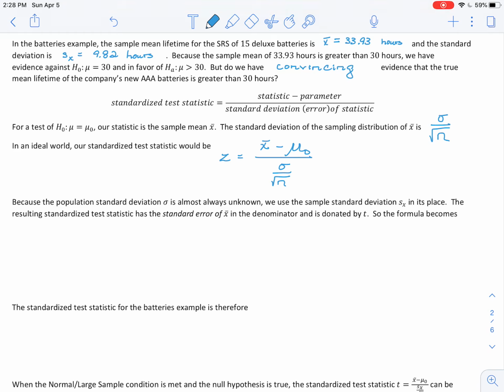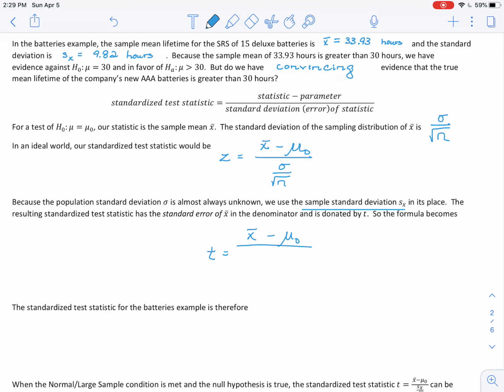However, you're trying to test mu. If you don't know what mu is, you are extremely unlikely to know what sigma is. So because it's almost always unknown, we can use our sample standard deviation in its place. So I'm going to replace this with S sub x. So the resulting standardized test statistic will have the standard error of X bar in the denominator. So instead of the standard deviation of the sampling distribution of sample means, we're going to have the standard error of sample means. And we're going to use T instead of Z.